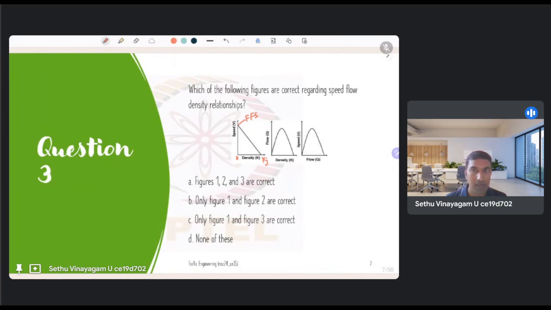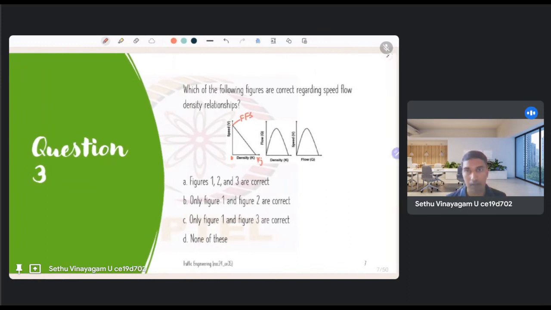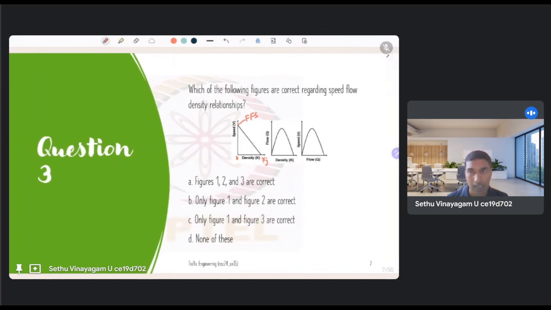And when you have jam density, all the vehicles will come to a stop, so they cannot move, so the speed will be 0, and between these two conditions, there will be a linear variation in the speed. So this is a correct relationship between the speed and density. Next, we have the flow versus density. So flow versus density is not a monotonic relationship. It's a nonlinear one as given here.